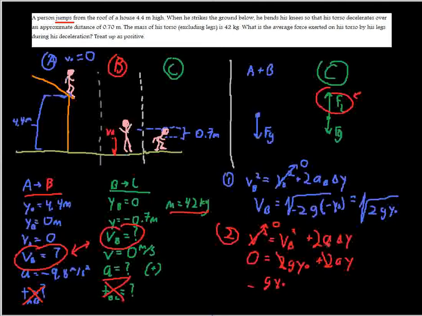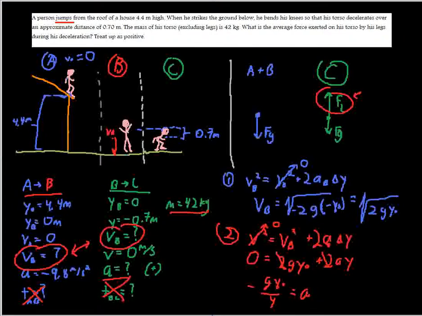And in order to stop, the person's going to have an upwards acceleration on the torso. And so I can cancel out the 2's because there's 2's in each of the terms. And I now have the opposite of gy, because I move it over to the side, divided by y. And that's going to be equal to the acceleration.